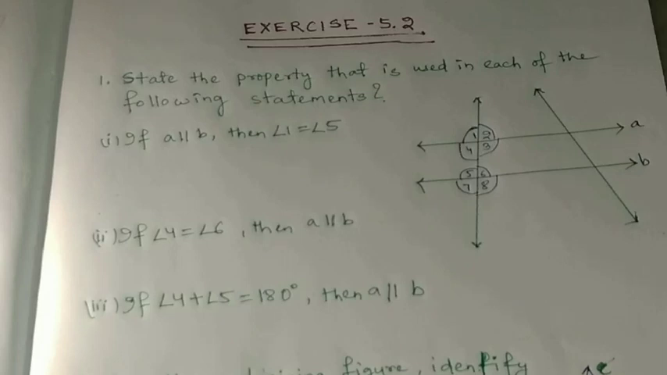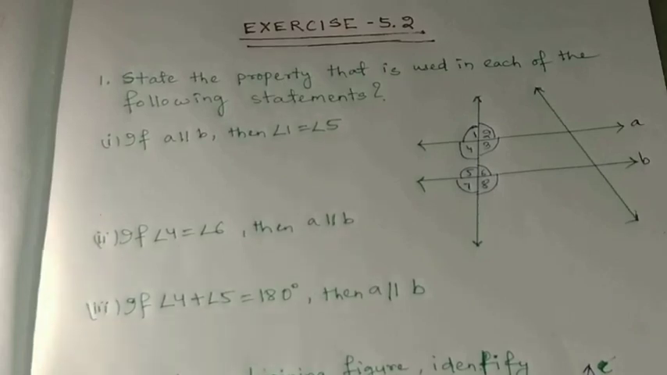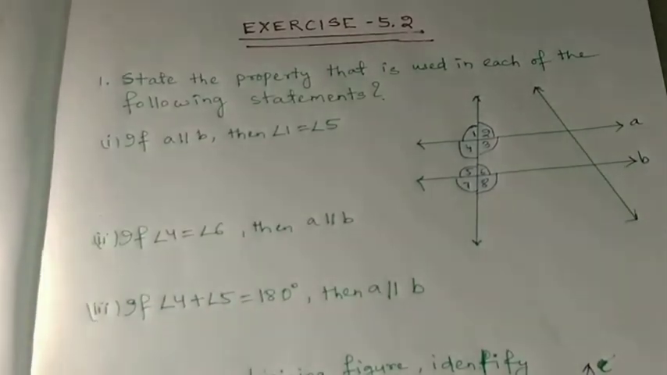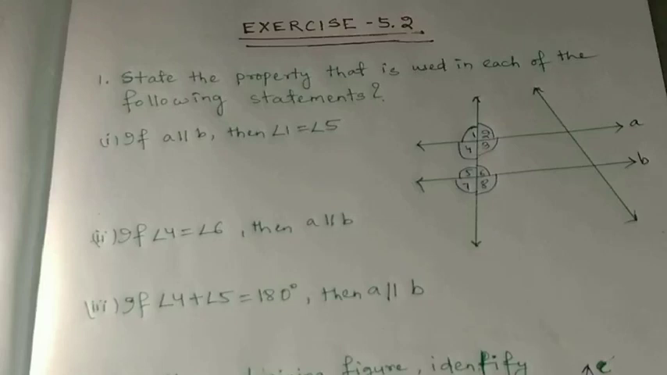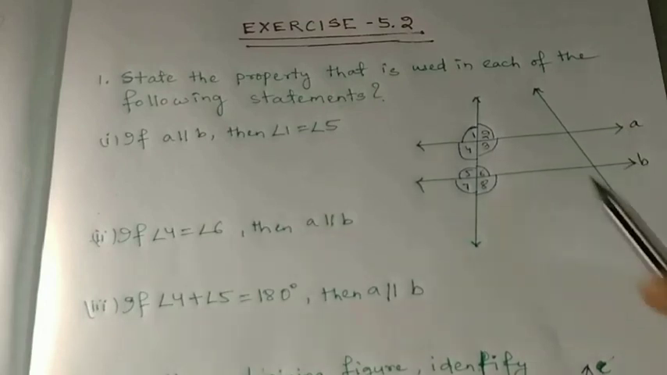So let's see exercise 5.2. Number one is, state the property that is used in each of the following statements. We have to write the property which is used in the following statements. Here three statements are given, 1, 2, 3, and on the right side a figure is given. Here A and B, two lines, are traversed by two lines.